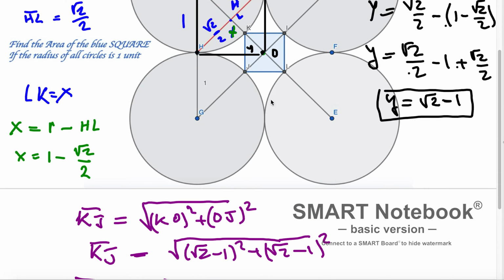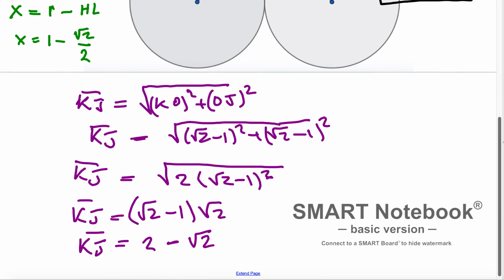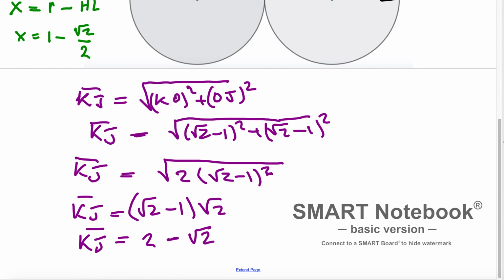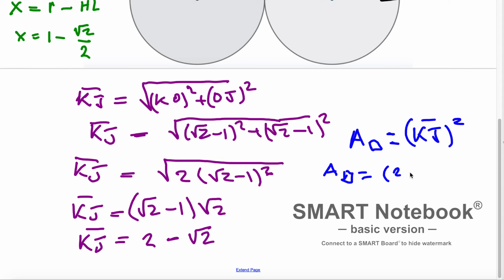And now we are almost to finish. We want to find this area. We can find the KJ times JL, but KJ and JL are the same. In the square, we can write the blue area. So let me write with a different color. So the area of the blue square is equal with the KJ square. KJ square. So we already have, this is 2 minus square root of 2. So this is equal with 2 minus square root of 2, and everything is square.